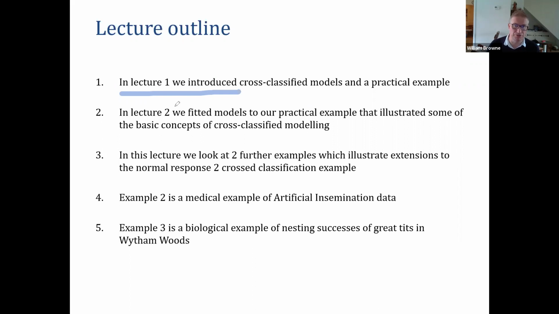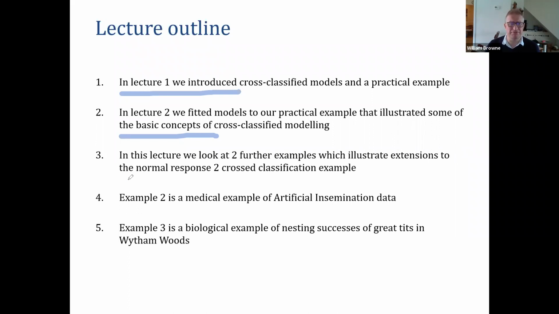in lecture 2. And in lecture 2, my colleague George Leckie took over, and he talked about how we fit cross-classified models in practice. In this lecture, he also introduced some notation for cross-classified models and some useful diagrams called classification diagrams. And I will exploit both the notation and the diagrams in this lecture that we look at here.